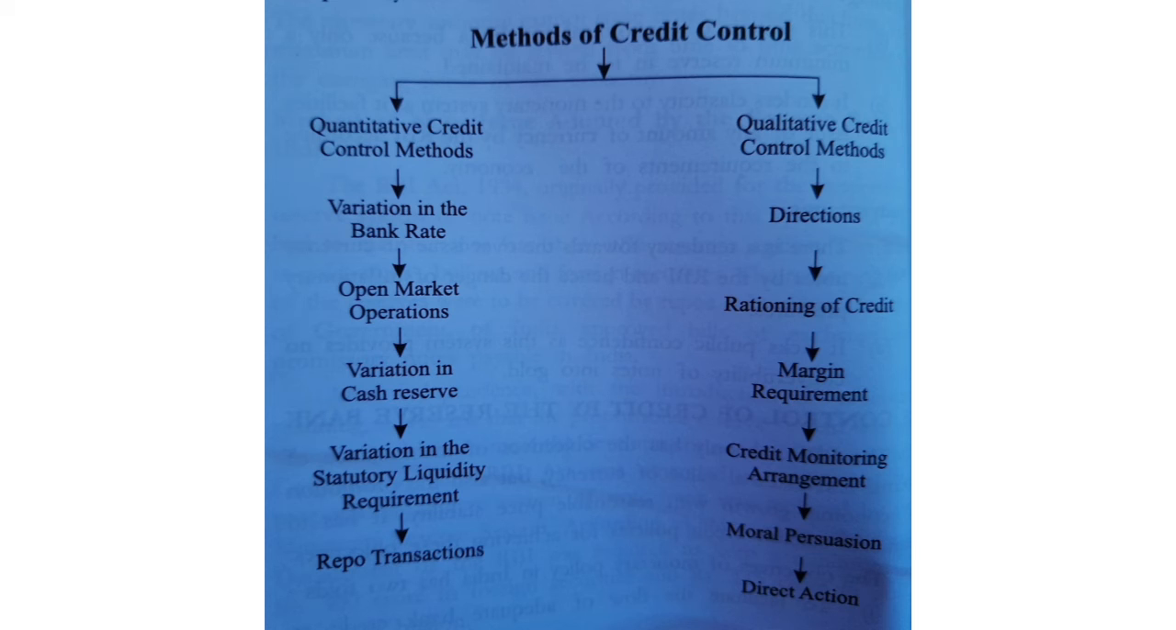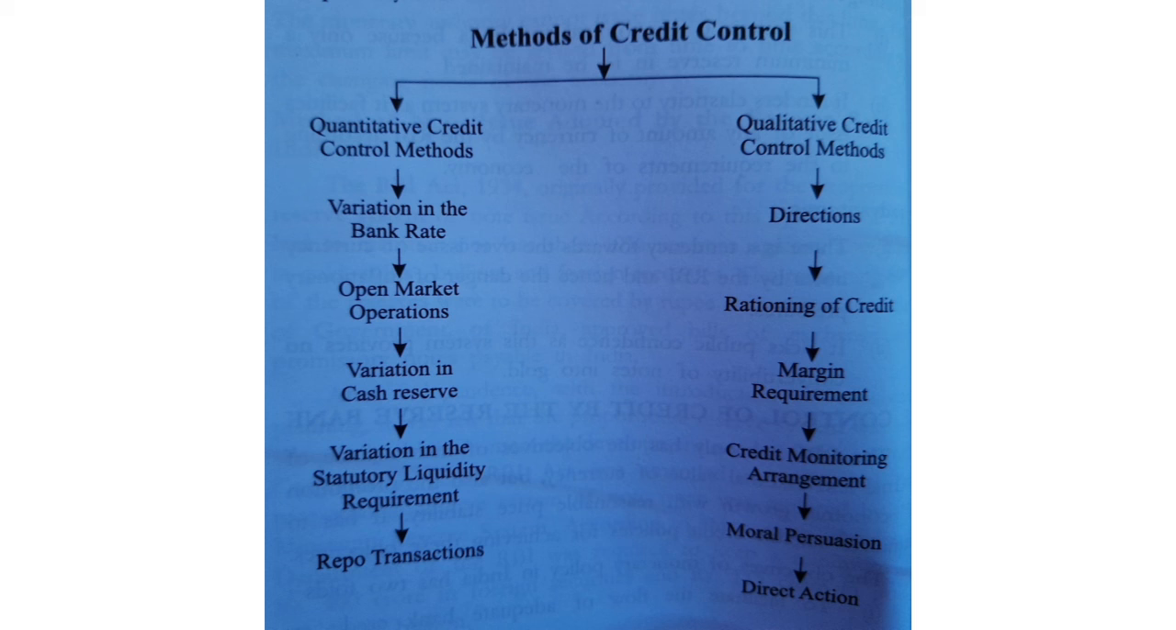Moral persuasion. The RBI also exercises control over credit by the method of moral persuasion. The method of moral persuasion refers to asking commercial banks to refrain from lending for speculative purposes, to reduce the level of advances, to increase investment in government securities, to invest in liquid funds, or to achieve a certain target. This measure helps to a great extent and has proved quite successful in the Indian economy.